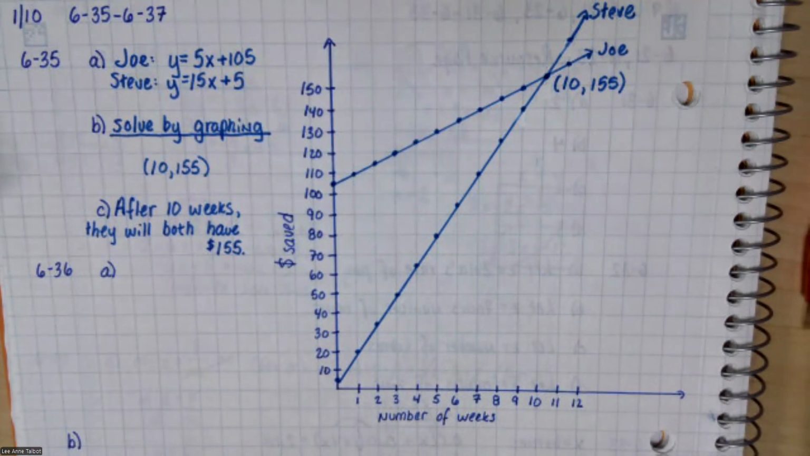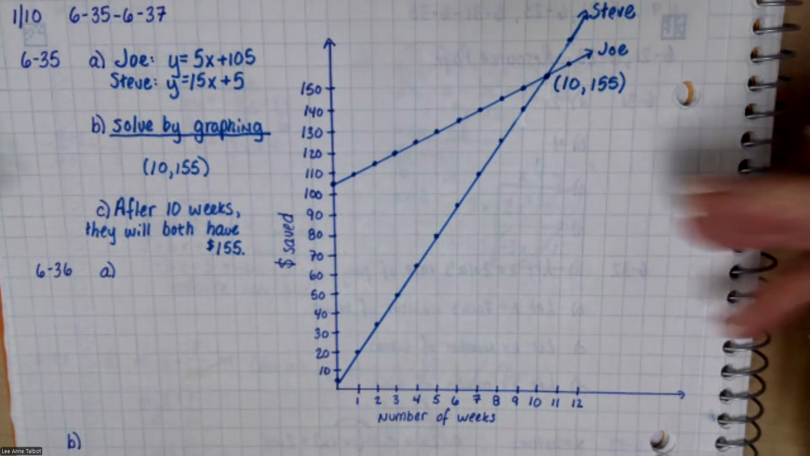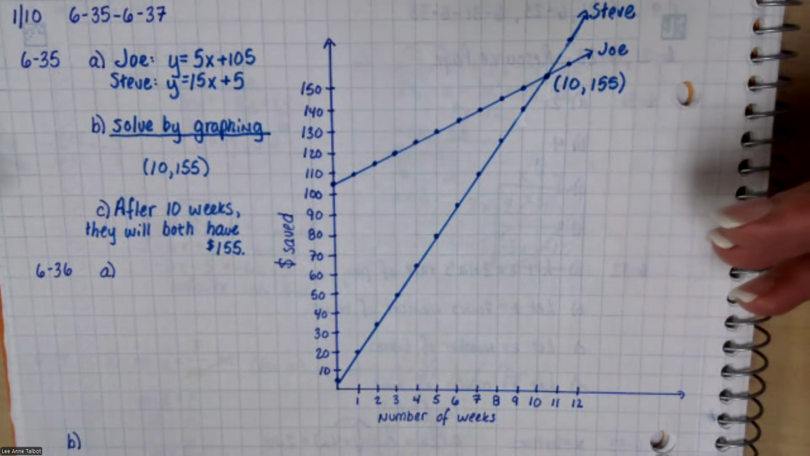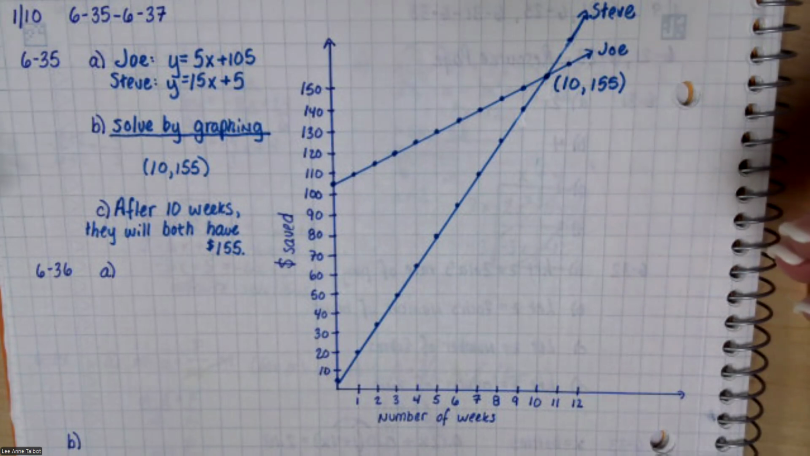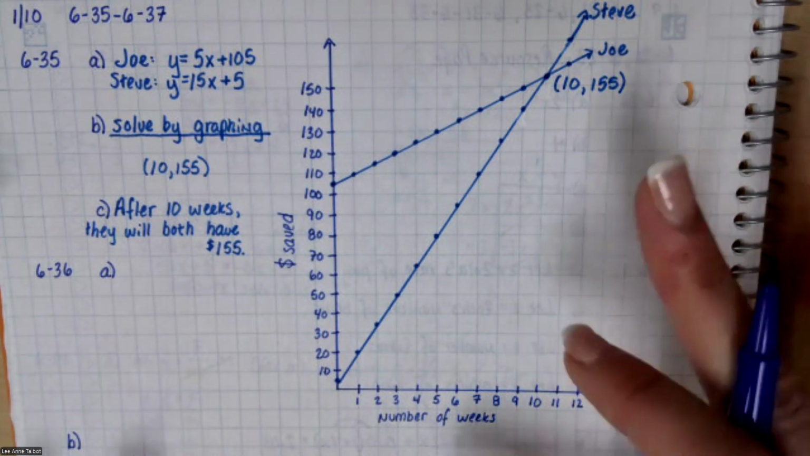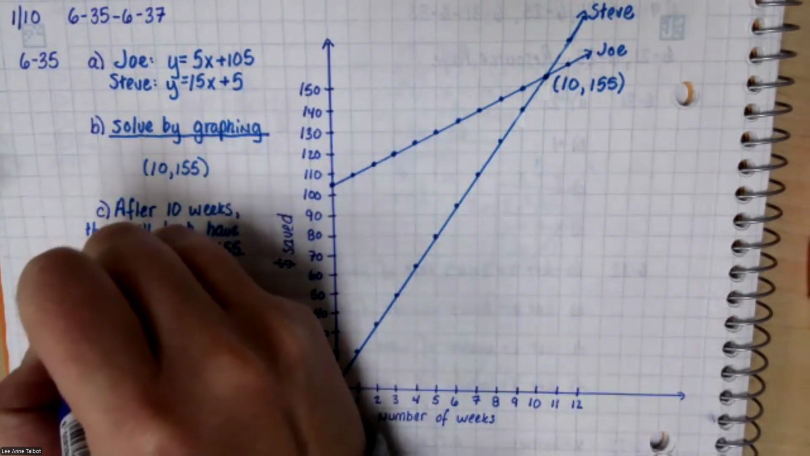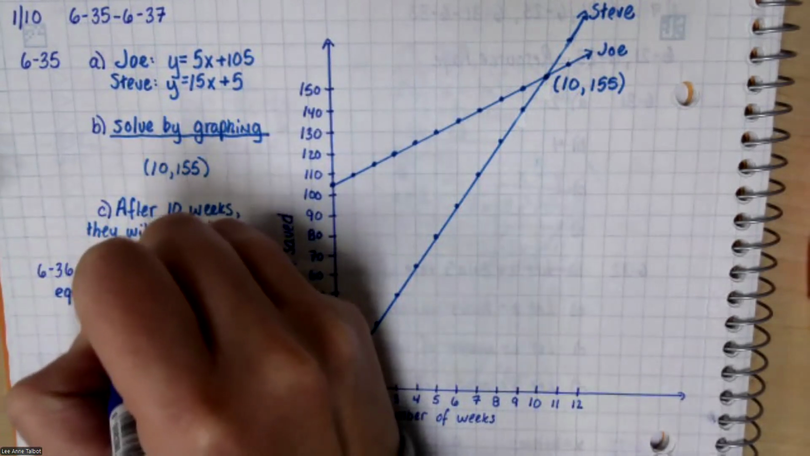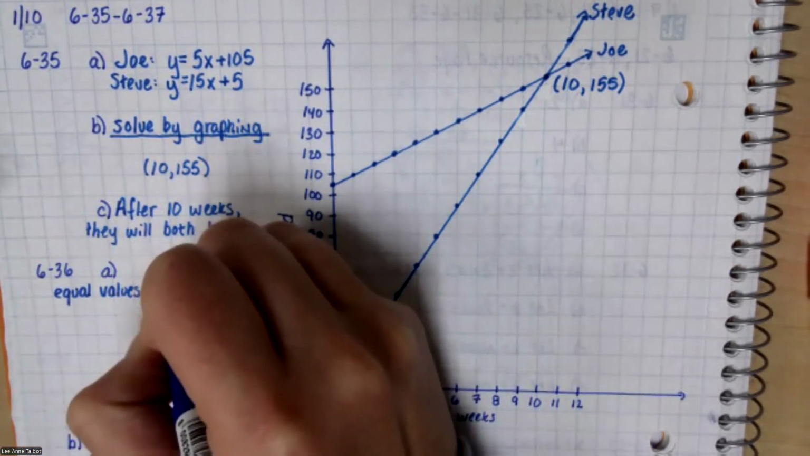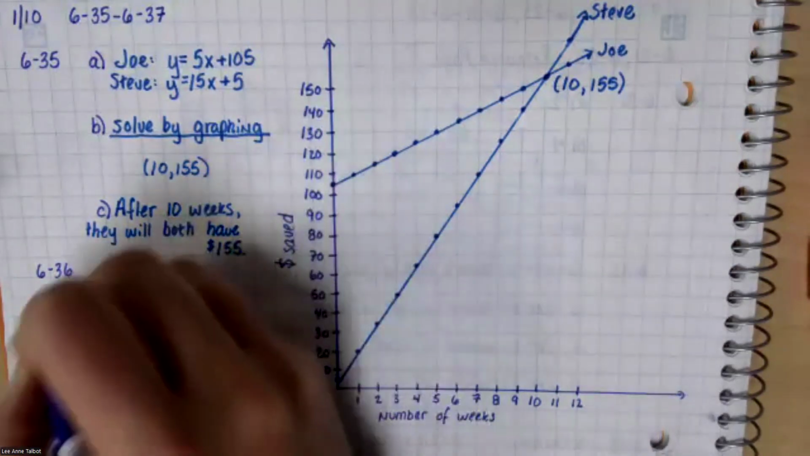Okay, now, I don't know about you. There are certain people in the room who are visual. There are other people in the room who like algebra. I'm an algebra person. I prefer not to graph it if I didn't have to. So what I'm going to do is show you how to solve this without graphing. And we're going to call it the equal values method.